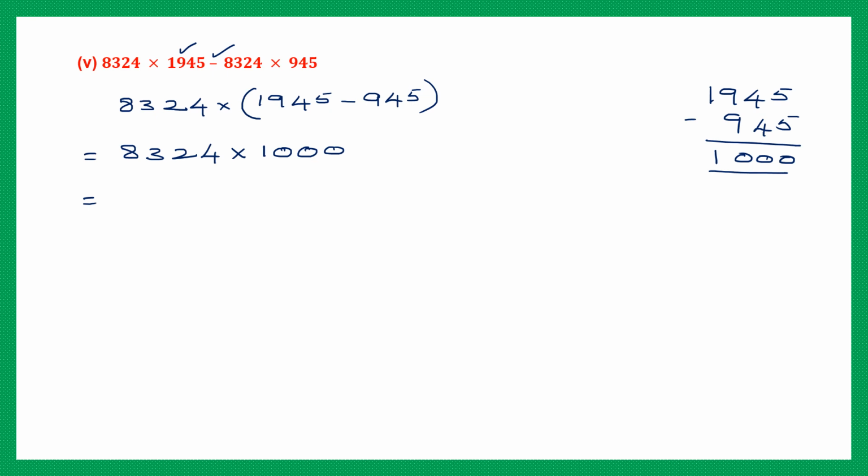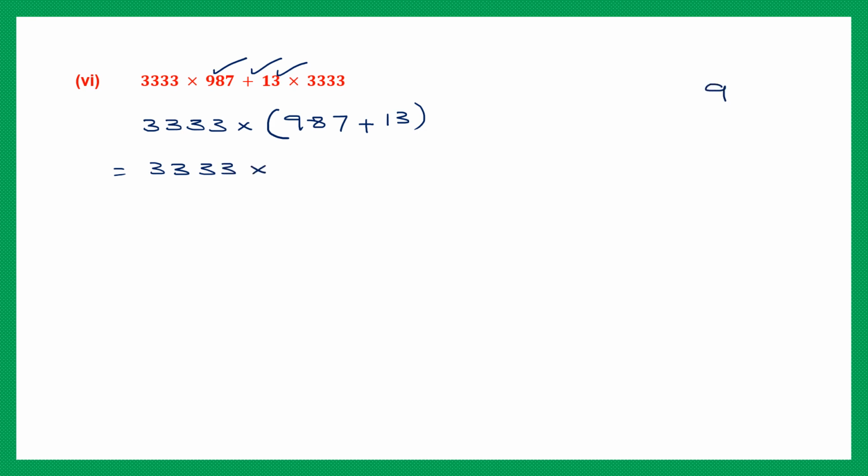So here we are multiplying 8,324 into 1,000. So 8, 3, 2, 4 and then the three zeros, 1, 2, 3. So what's our answer here? 83,24,000. So again we have used the distributive property. Question 6. 3,333 into 987 plus 13 into 3,333. So again, as you can see, this is the number that's repeated.